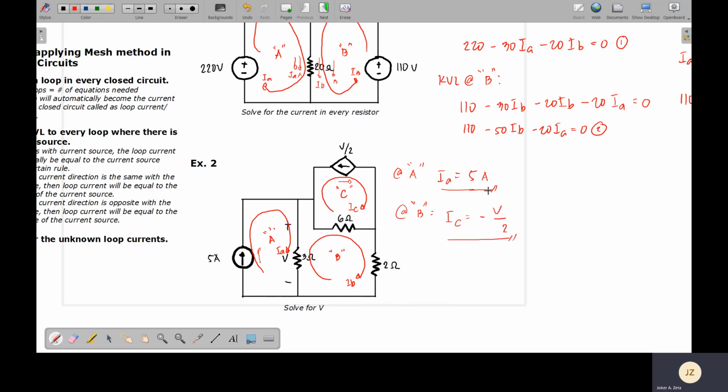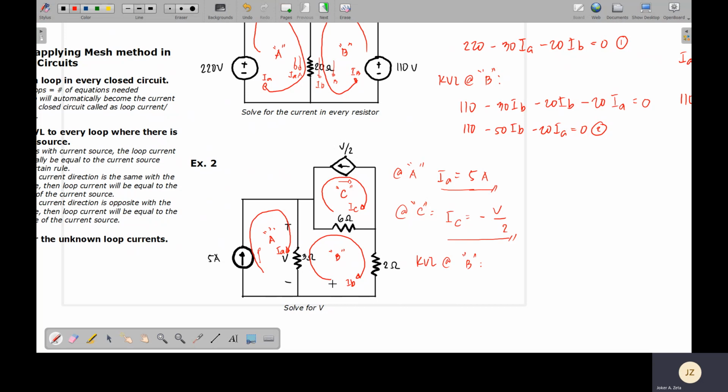Okay, so we now have IA and IC. We are left now with, this is not B, this should be C. So at loop C. Now we are only left with loop B. Again, since there is no current source for this one, we can apply KVL. So KVL at loop B. Okay, so let's start with the tail.